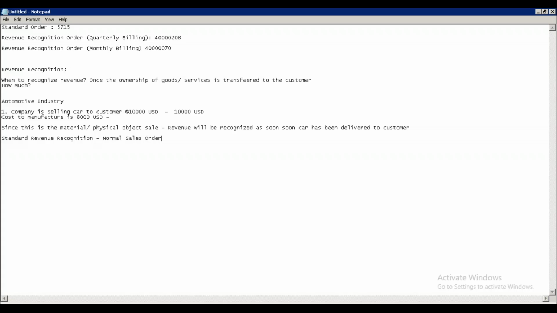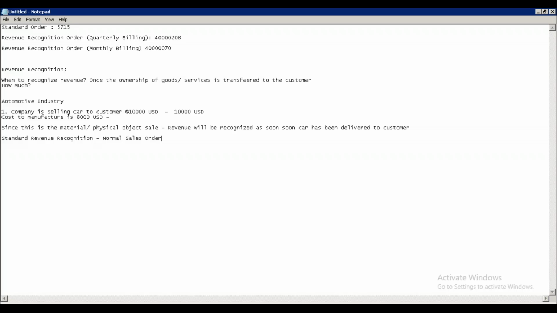Whenever you are creating a sales order, for example, let's take a simple example of an SAP sales order. Normally, we create a sales order, we deliver the materials mentioned in the sales order, and we create a billing document. As soon as the billing document is created, all the revenues are booked. There is no need to do any kind of transactions at the month end, at the year end, nothing, because the revenues are recognized as soon as the billing is created.